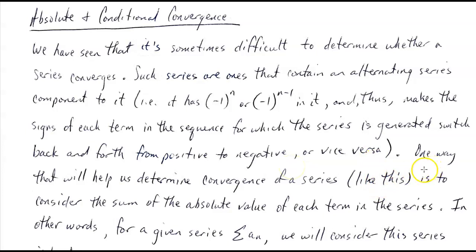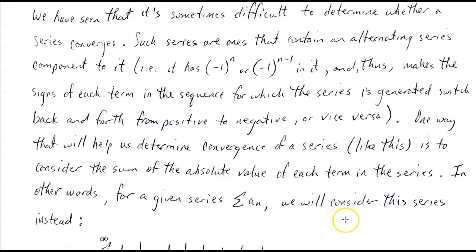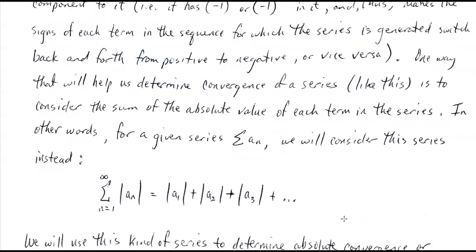So one way that'll help us to determine convergence of a series like the ones I'm talking about here is to consider the sum of the absolute value of each term in the series. In other words, for a given series that's made up of a sequence a sub n, we consider the following series instead. Okay, so instead of just looking at what a sub n is, we just look at what the absolute value of the sequence a sub n is, basically stripping away all the negatives out of the negative terms and then just adding it up.